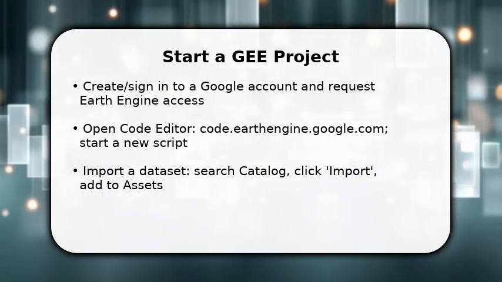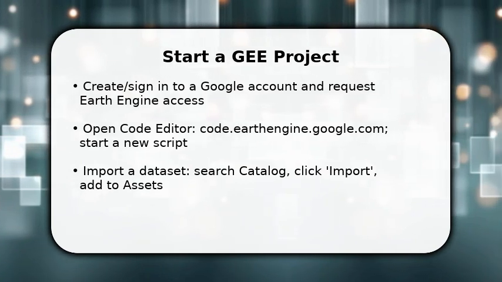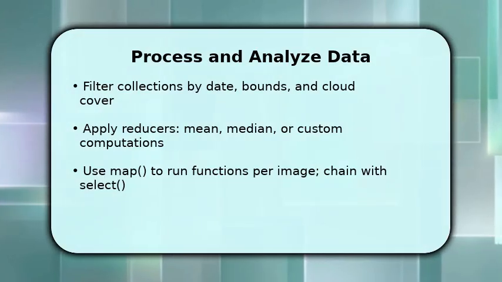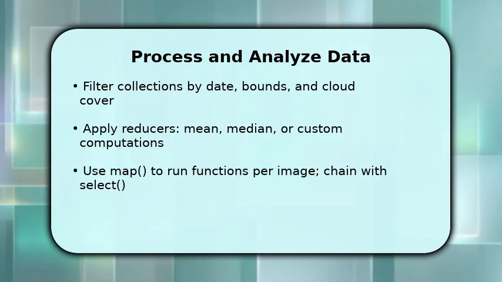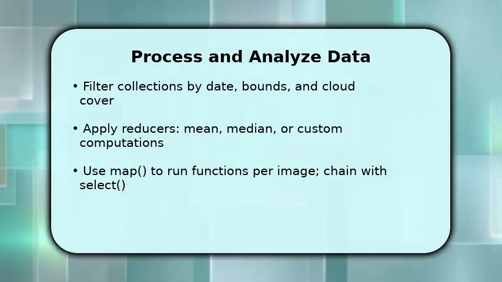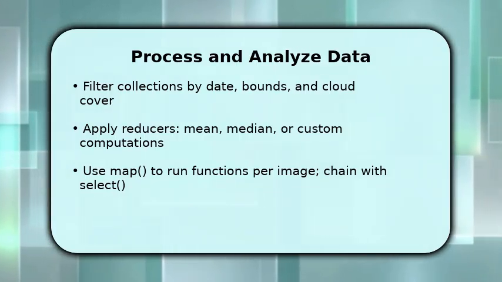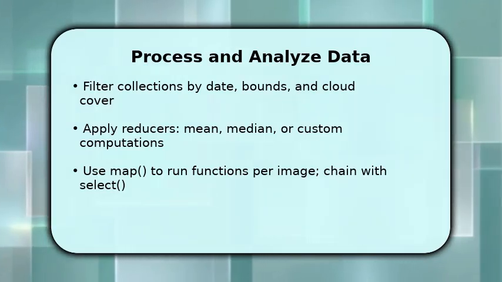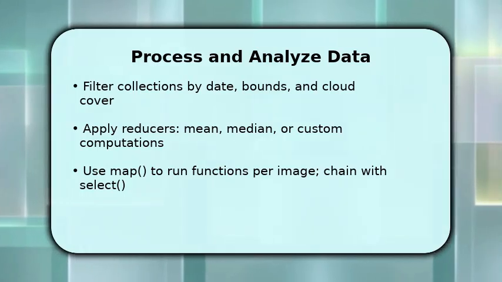Start by visualizing a simple image to confirm access. You will next prepare and process your data. Filter image collections by date range and geographic bounds so you only handle relevant pixels. Once filtered, apply cloud masking and then use reducers like mean or median to aggregate. Use map to apply a function to every image for tasks like NDVI calculation and chain select to pick bands for computation. Make sure to check scales and projections to avoid misaligned results.